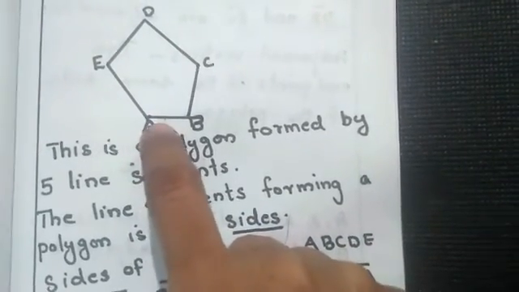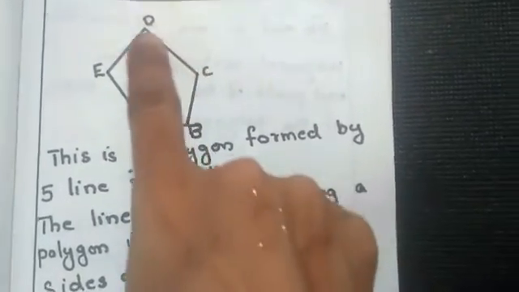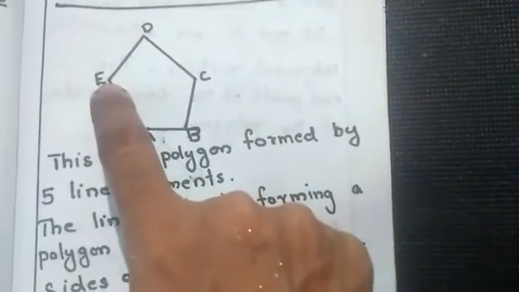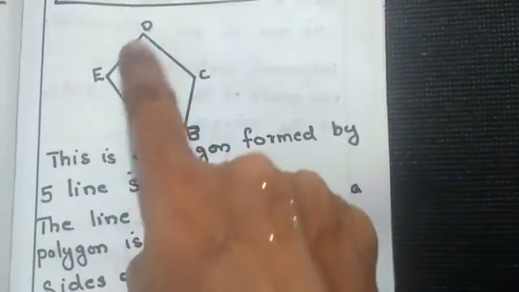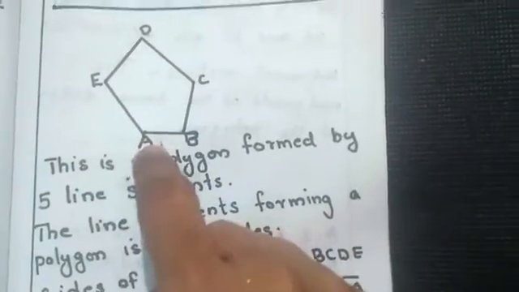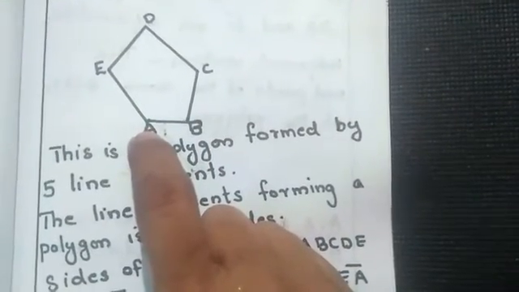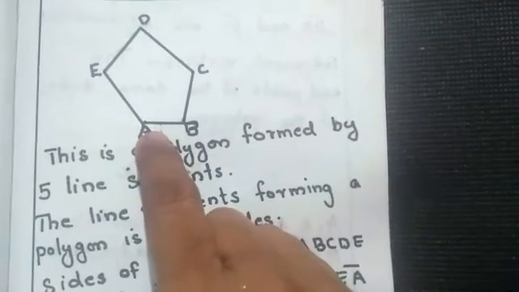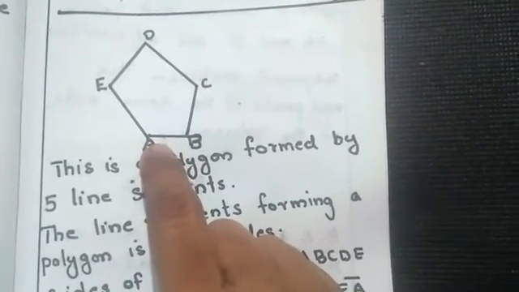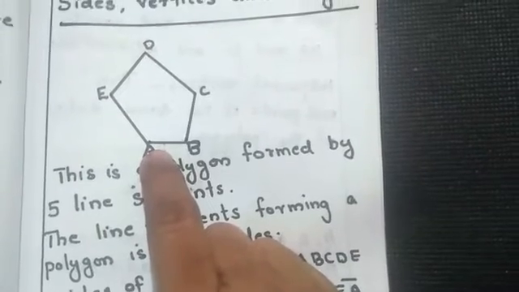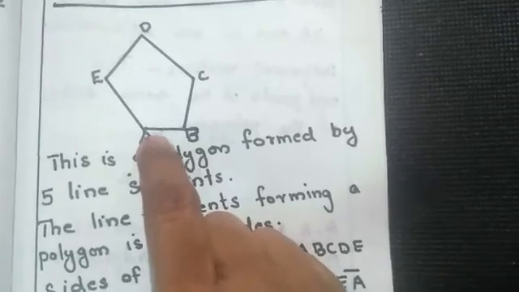EA and AB are two adjacent sides. Moreover, CD and DE have the common vertex D, so CD and DE are adjacent sides. But AB and CD are not adjacent sides because they have no common vertex. So, before defining the diagonal, we have to learn adjacent sides and adjacent vertices.